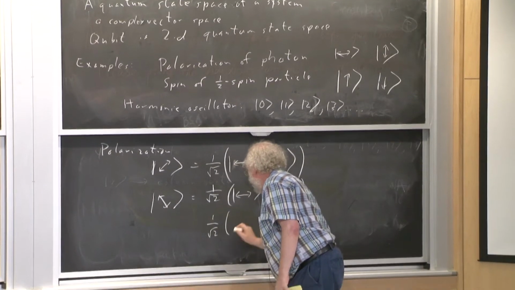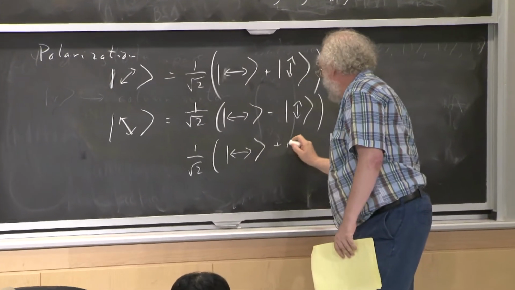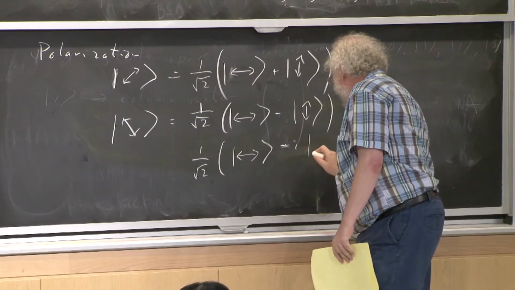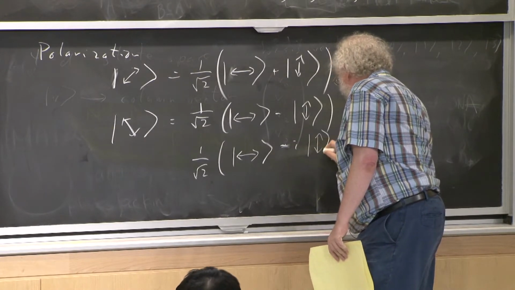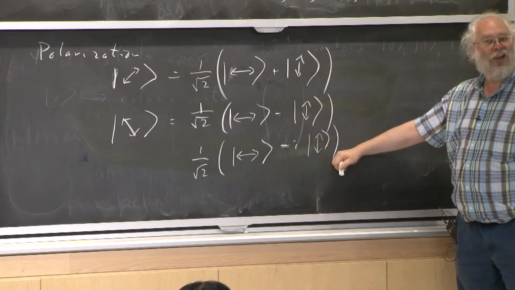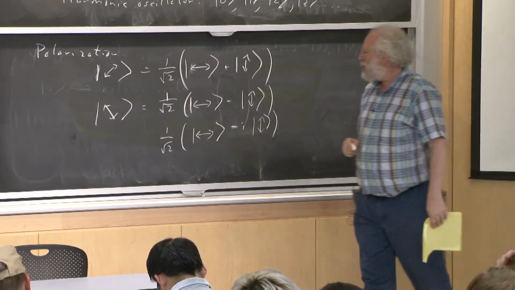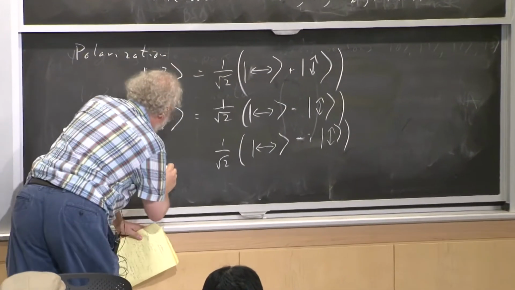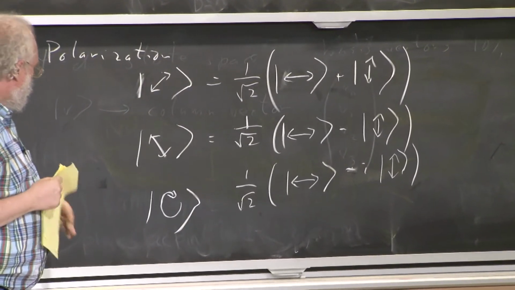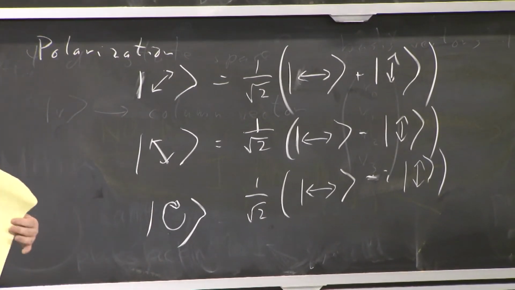Well, we also have 1 over root 2. I said it was a complex vector space, so you could also have 1 over root 2 horizontal minus i vertical. Does anybody have a guess as to what this corresponds to? Yeah? Circular polarization. So this, I guess, is right circular polarization, and the other side would be left circular polarization.